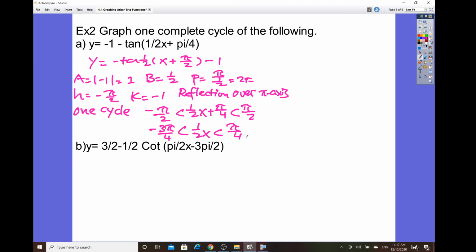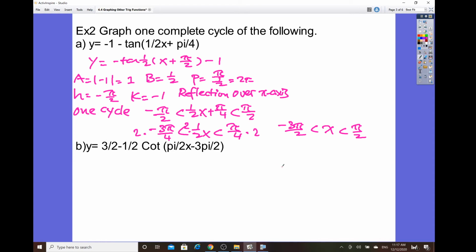And then multiply everything by 2. So what happens if you multiply everything by 2 here? Well, because you want to get rid of the 1/2. So we got negative 3 pi over 2 less than x less than pi over 2. Okay, so without any kind of reflection, without any kind of vertical translation.